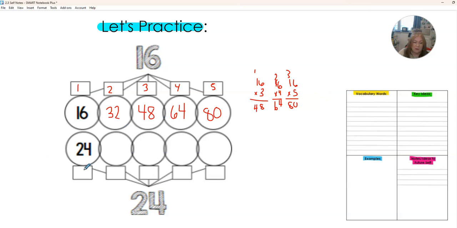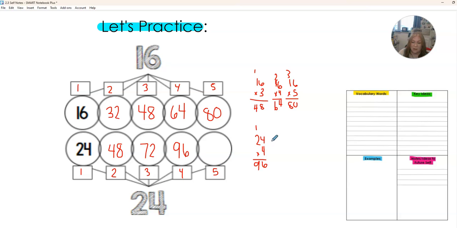So now we have 24. So 24 times 1 is 24. 24 times 2 is 48. We're just going in order. 24 times 3 is 72. Now 24 times 4, I'm not sure about that one, so I'm going to just do a little problem really quick. 4 times 4 is 16. 8 plus 1 is 9, so we're at 96.